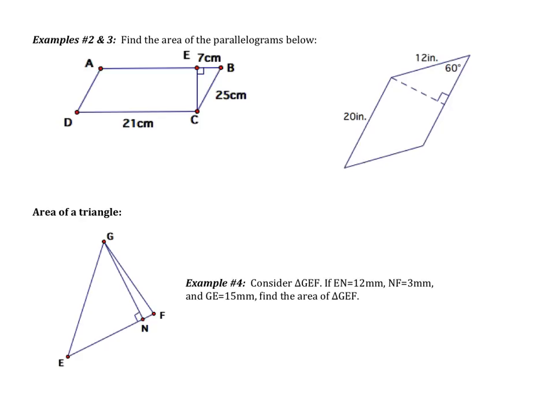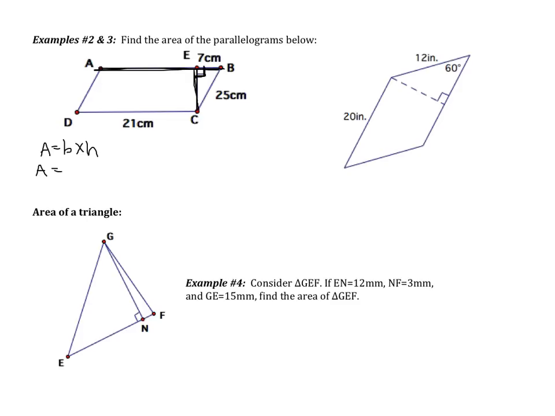Okay, we have 2 more examples to complete here. Examples 2 and 3 say find the area of the parallelograms below. I'm going to do example 2 with you, and then you're going to do 3 on your own. Example 2, we have a parallelogram. So I'm going to start out with the area formula. Area is base multiplied by height. Now I'm going to notice my base and my height are here. I know that because they're perpendicular.